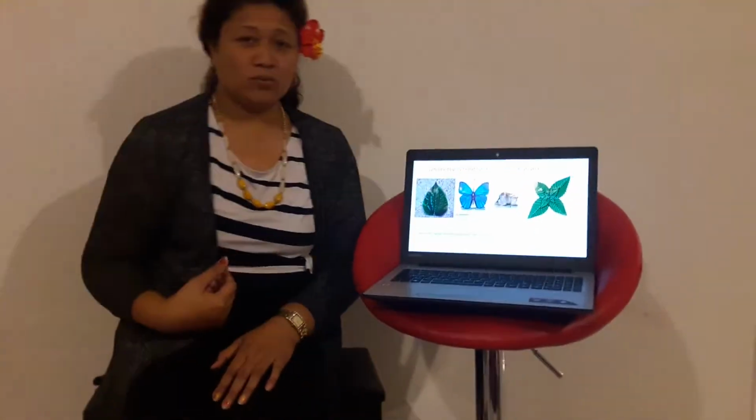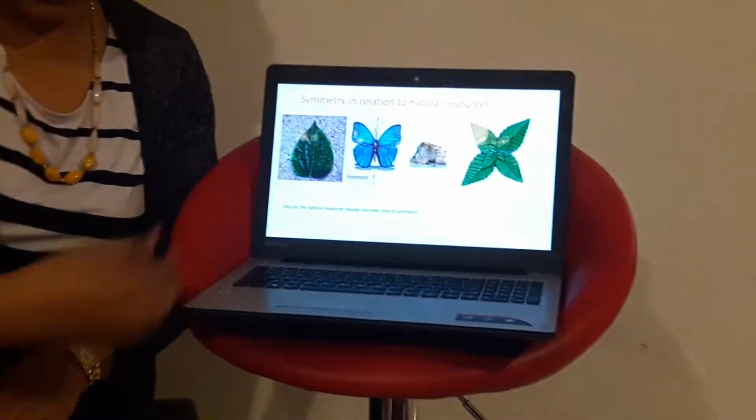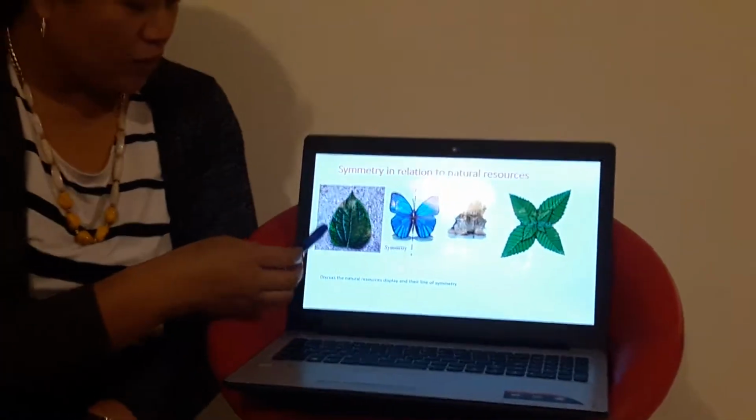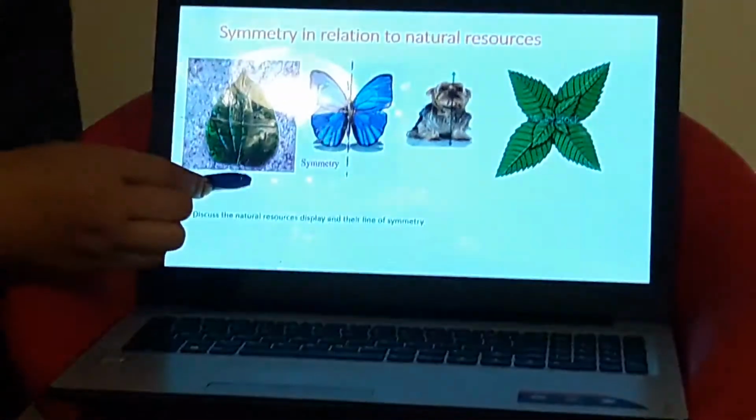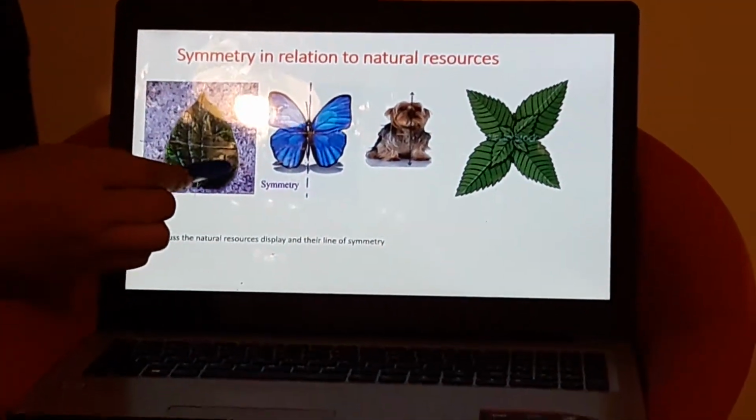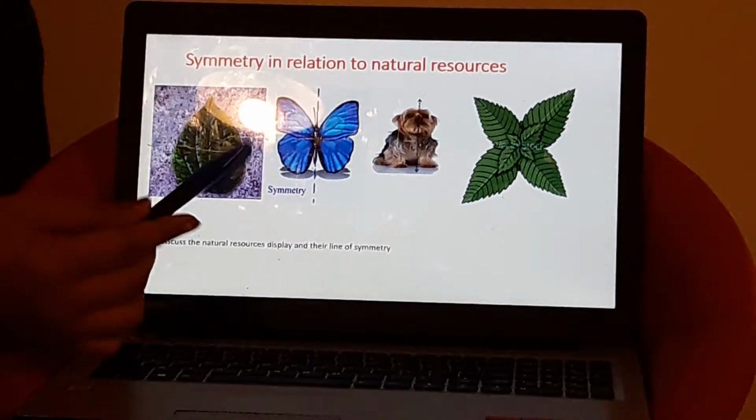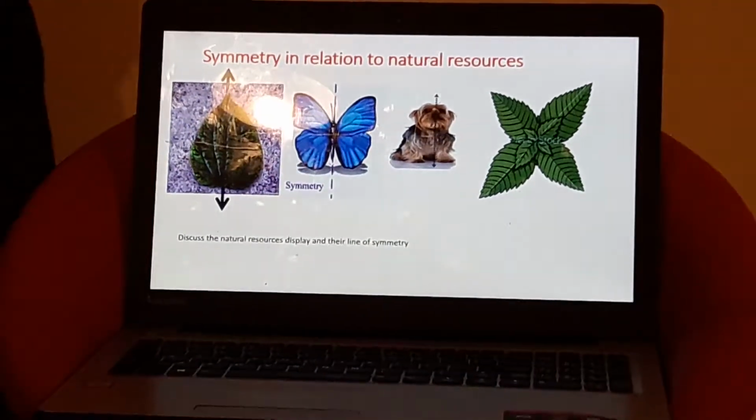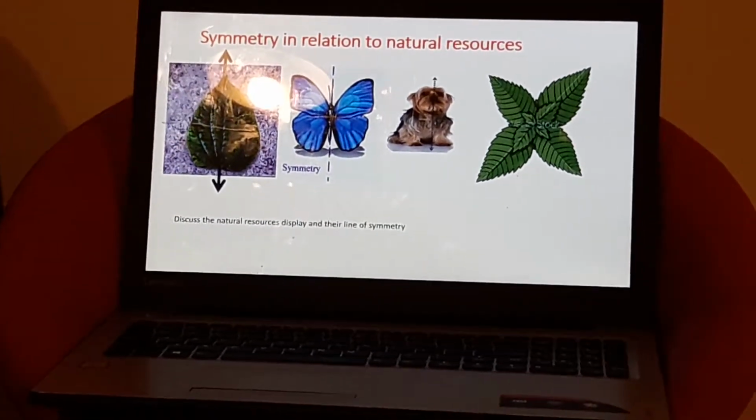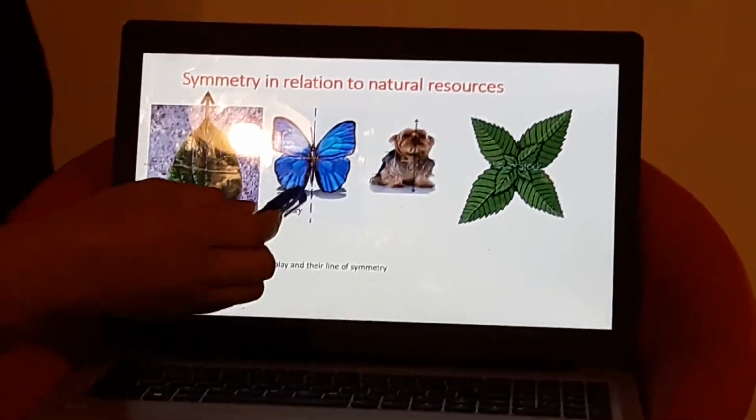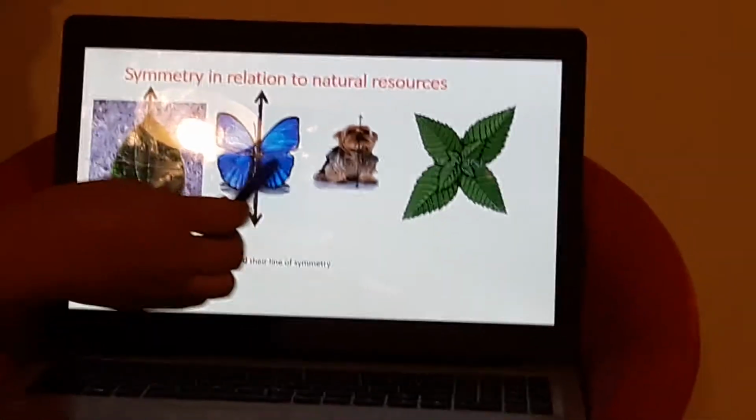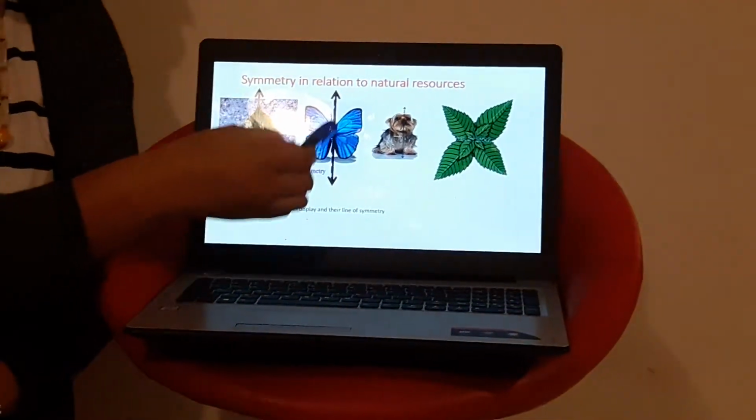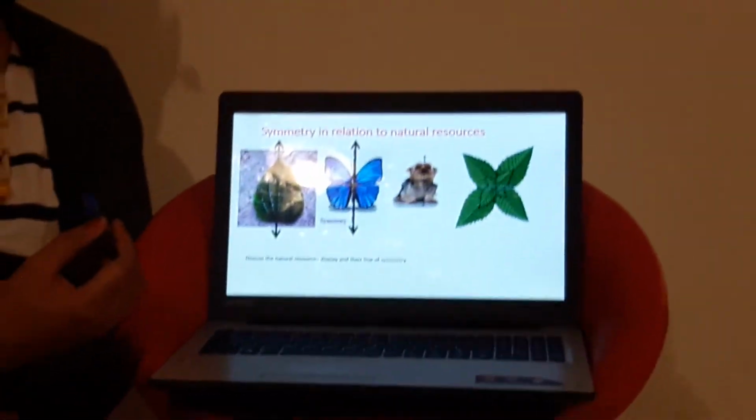For example, have a look at these natural resources. And these natural resources represent symmetry. Have a look at this. This is a leaf. As you can see, this leaf has a line that divided both sides, and these sides are equal. And this line can be called a line of symmetry, and it can be called a vertical line of symmetry. This is a butterfly, and if you divide the butterfly into two equal halves, it will have two equal sides, and that's symmetry, and that is a vertical line of symmetry.